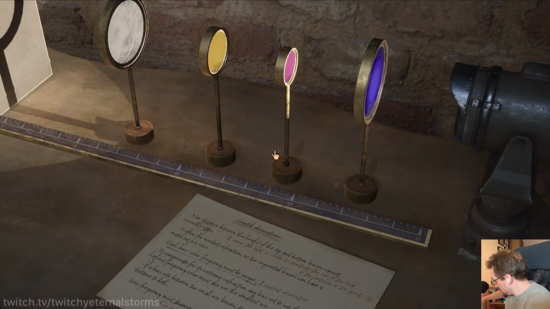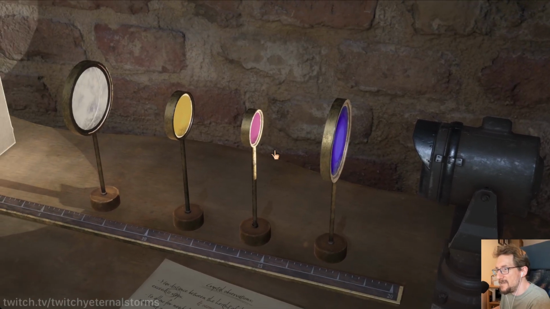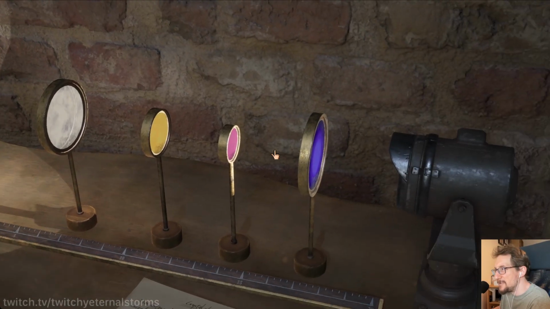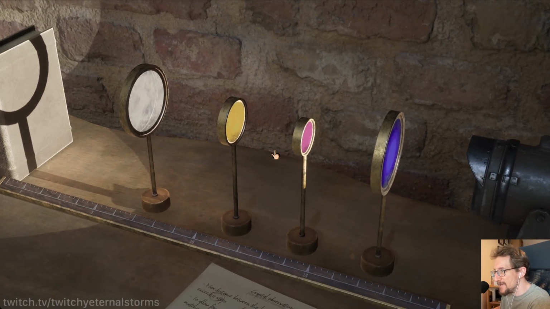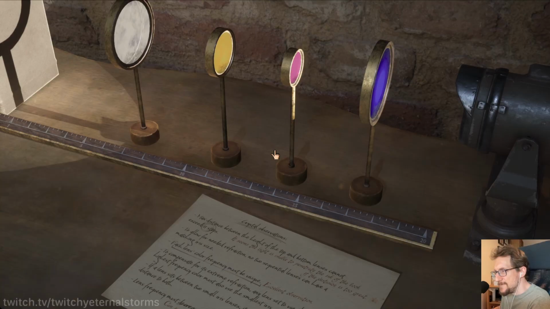Okay, let's check out the frequencies again. Let's see if that checks out at least. We have blue, we have pink, we have yellow, we have white. Okay, the frequency change decreases as it gets closer to the book. That's all right.